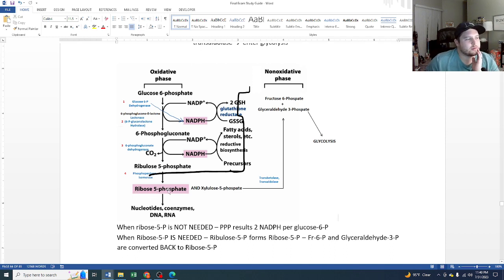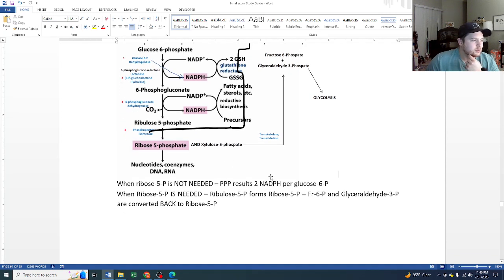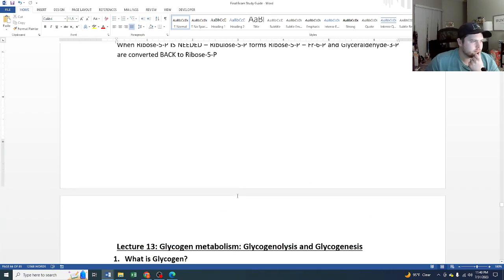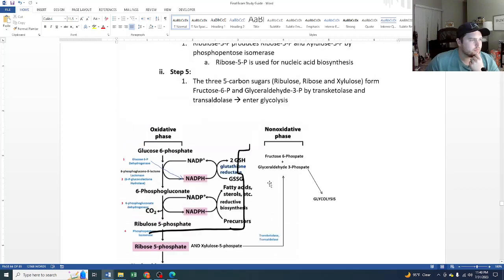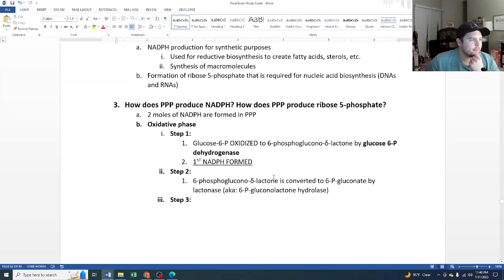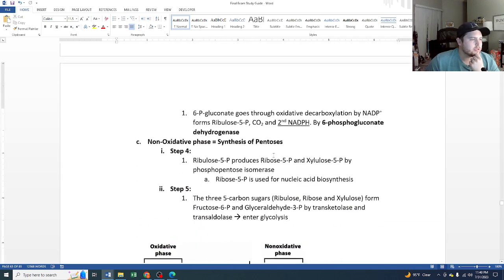And then through here, the ribose 5-phosphate, we can go and have either transketolase or transaldolase. We'll convert it back to glyceraldehyde 3-phosphate and fructose 6-phosphate, which can then go back to glycolysis if needed, or it can continue and be turned into the nucleotides, coenzymes, and DNA and RNA. So it just depends whether it's needed or not. Yeah, and that's the pentose phosphate pathway.